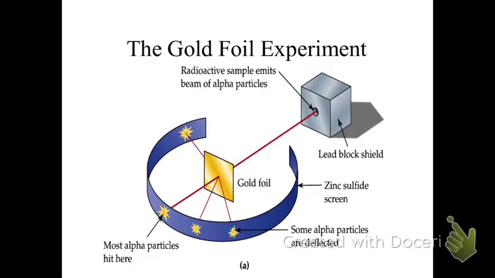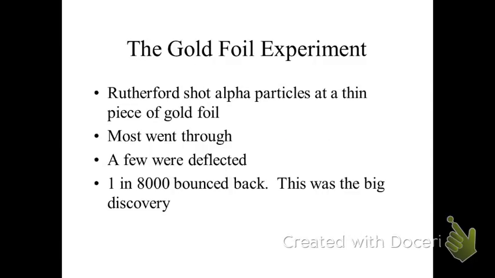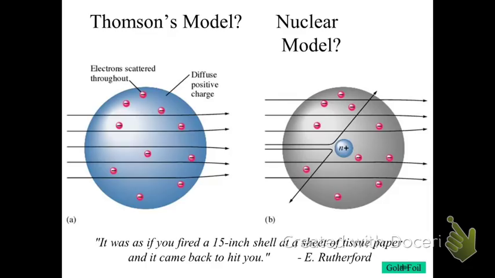But what could it possibly hit that was hard in a piece of tissue like metal? And what he deduced was there has to be something very small, because 7,999 particles didn't hit it dead on. So it had to be small, but it also had to be dense to cause it to come back. And so he changed Thomson's model to include the nucleus. And in the nucleus, he put the neutrons.